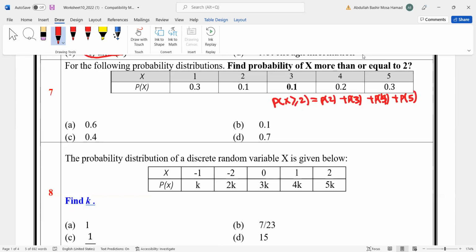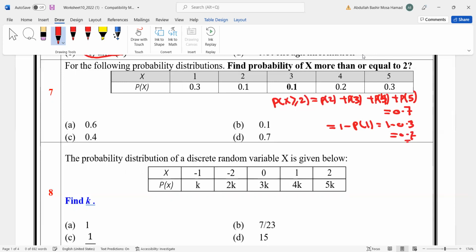And we know the summation of all these equals 1. 0.3 plus 0.1 is 0.4, 0.4 plus 0.1 is 0.5, 0.5 plus 0.2 is 0.7, 0.7 plus 0.3 is 1. So in order to find this, 0.1 plus 0.1 is 0.2, 0.2 plus 0.2 is 0.4, 0.4 plus 0.3 is 0.7. This is equal to 0.7, or this also equals 1 minus P of 1, which is 1 minus 0.3, which is also 0.7.